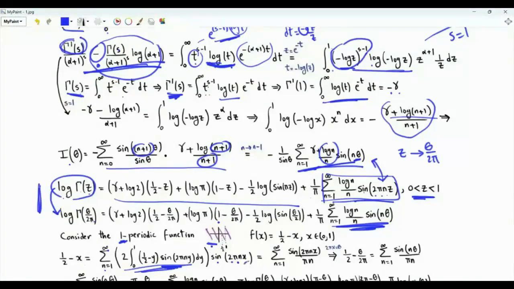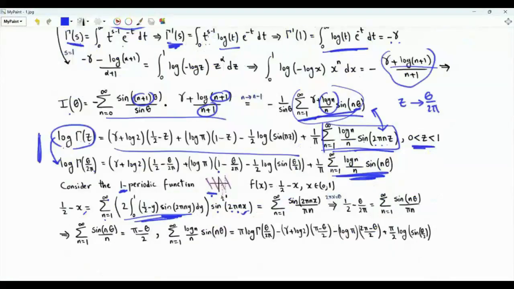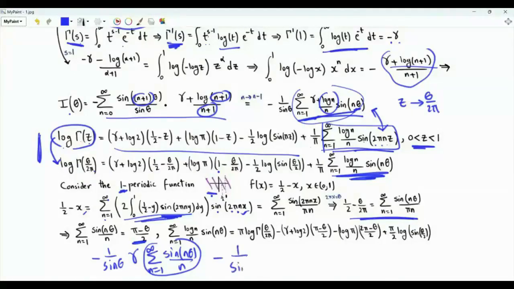Like what we did here, replace x on both sides by theta over 2 pi. We get that 1/2 minus theta over 2 pi is summation n from 1 to infinity sine n theta over pi n. The sum in the expression for I of theta can be split into two sums. One of them is minus 1 over sine theta times gamma summation n from 1 to infinity sine n theta over n. This summation here is this one after multiplying both sides by pi. We also have minus 1 over sine theta summation n from 1 to infinity log n over n times sine n theta. And this summation here can be written down in terms of the logarithm of the gamma function and these other terms.